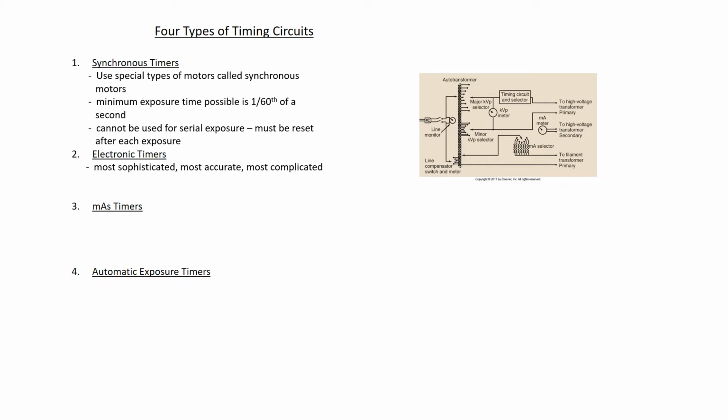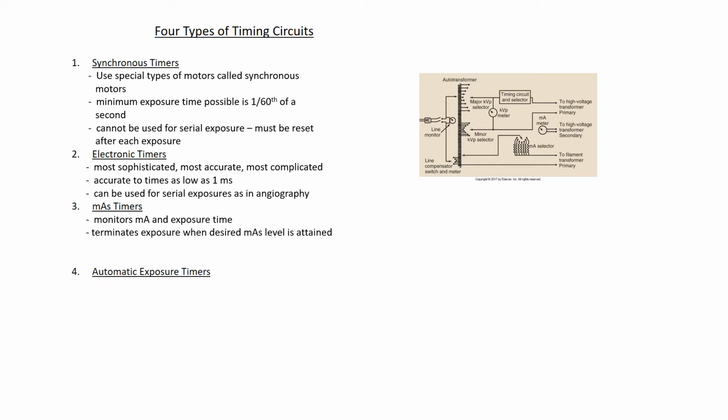Electronic timers are the most sophisticated type of timer. They're the most accurate, and they're the most complicated. They are accurate to times as low as 1 millisecond. And they can be used for serial exposure, such as in angiography, where we take one image right after the other very quickly. Mass timers monitor the mA and the exposure time.